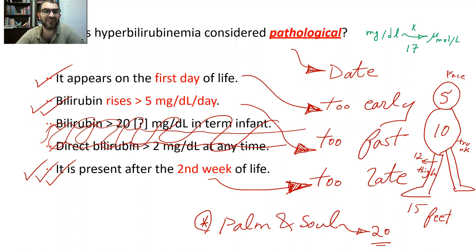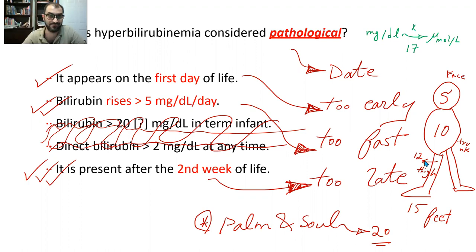How can I have an estimate of how much the bilirubin is? By looking at the patient. Take the patient's clothes off, make the kid naked, and look at the extent of the jaundice. If it is only the face, it is around 5. If it involves the trunk, it's around 10. If it involves the feet, it's around 15. Palm and sole, the bottom of the foot, is around 20. Thigh is between trunk and feet, so around 12 to 13, as an estimation.